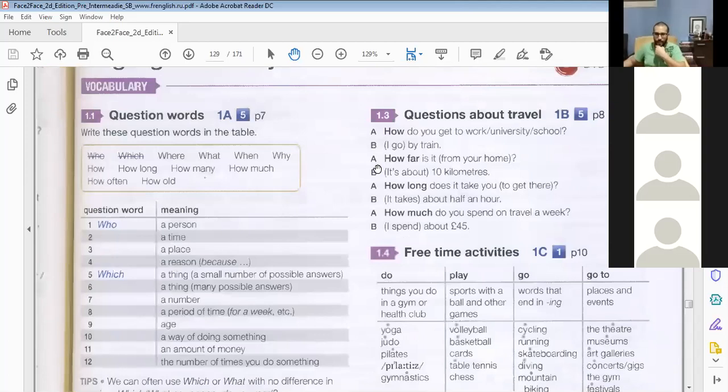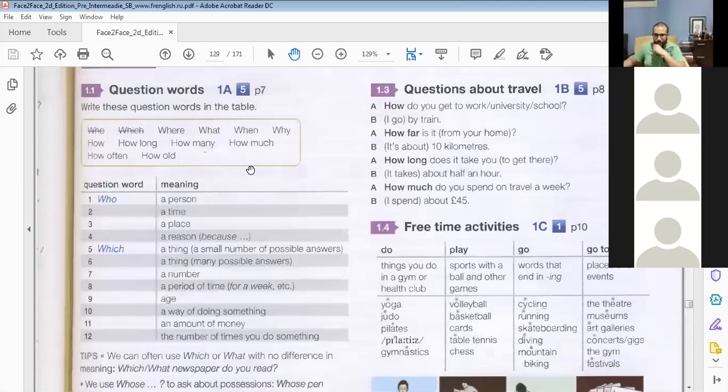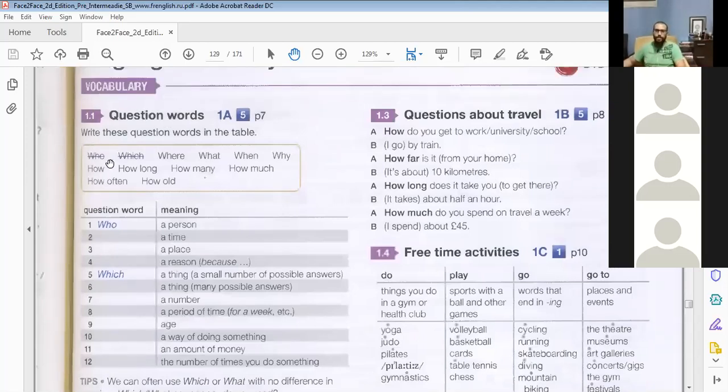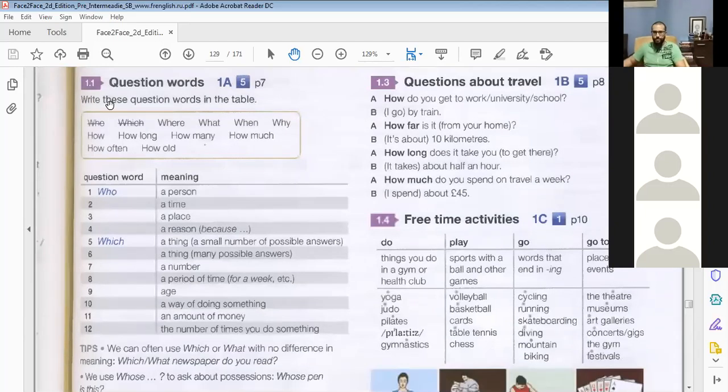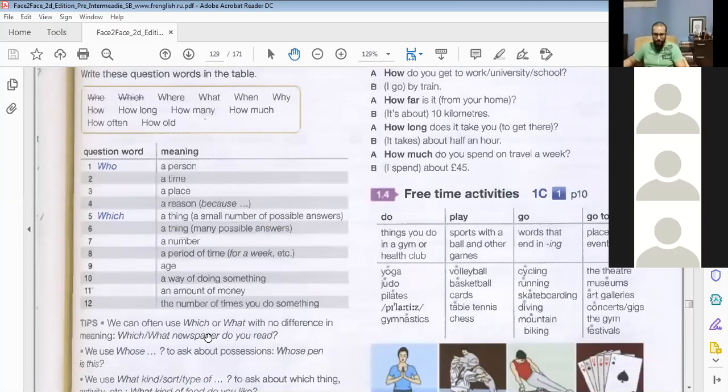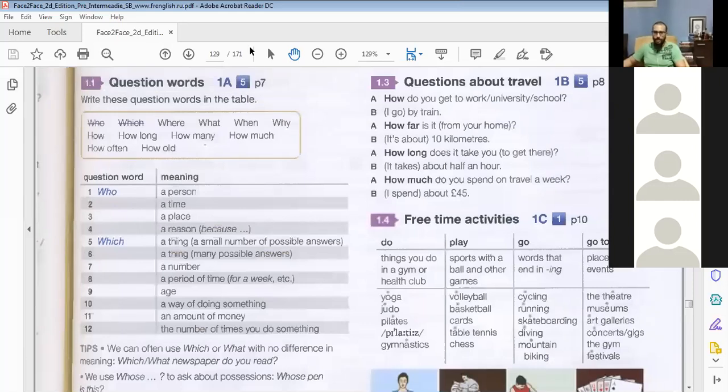All right, this is a nice review, actually. This one on the left, question words. This is the exercise they wanted us to do. So it says write these question words in the table, and we have a few tips. Okay, so let's do this together. It's a nice revision. So if you want to ask about a person, of course, we use who. If you want to ask about time, what do we use? When. Correct. So we use when.